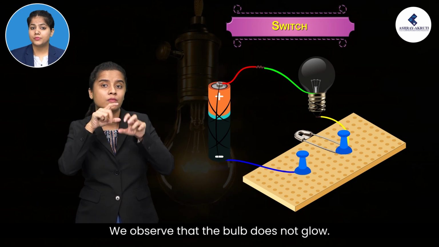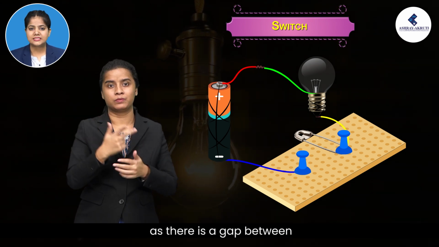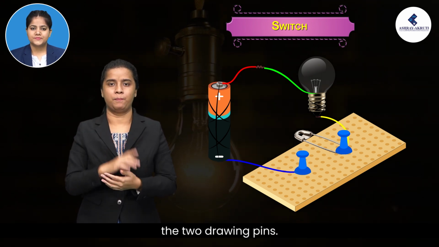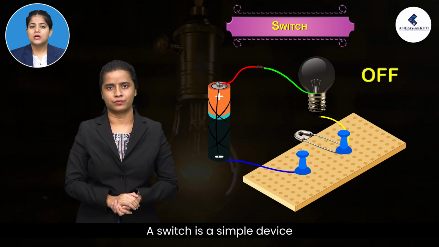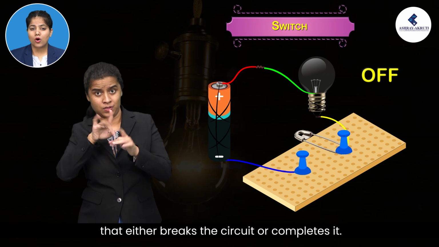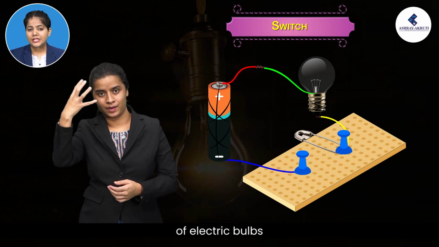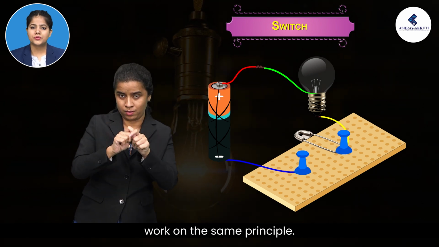Now, move the safety pin away. We observe that the bulb does not glow. The circuit is not complete as there is a gap between the two drawing pins. In this position, the switch is said to be off. A switch is a simple device that either breaks the circuit or completes it. The switches used in lighting of electric bulbs and other devices in homes work on the same principle.